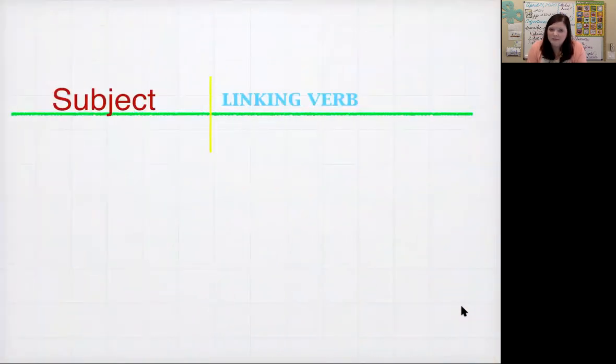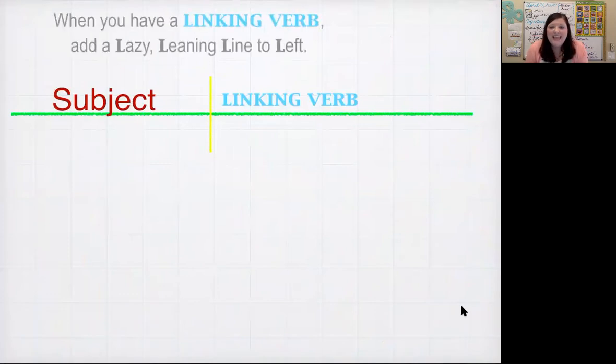This is what we have typically, okay? But notice this time, the verb is a linking verb. Remember, linking verbs connect something back to the subject. If you have a linking verb, be ready, here's some alliteration coming. You will add a lazy, leaning line to the left. I will say that again. When you have a linking verb, you will add a lazy, leaning line to the left of that linking verb. Ooh, there it goes. And you will add your predicate noun or your predicate adjective right after that.